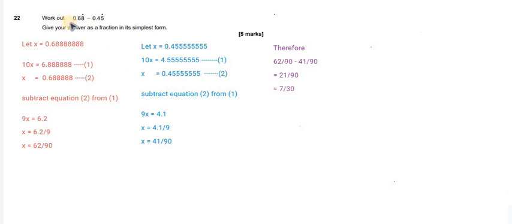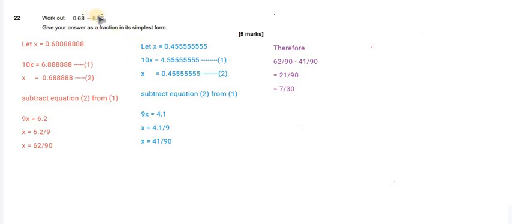Question 22. Work out 0.68 recurring minus 0.45 recurring. Give your answer as a fraction in its simplest form. So we convert 0.68 recurring to a fraction. So that's the process right there, and we end up with 62 out of 90. We do the same thing for 0.45.